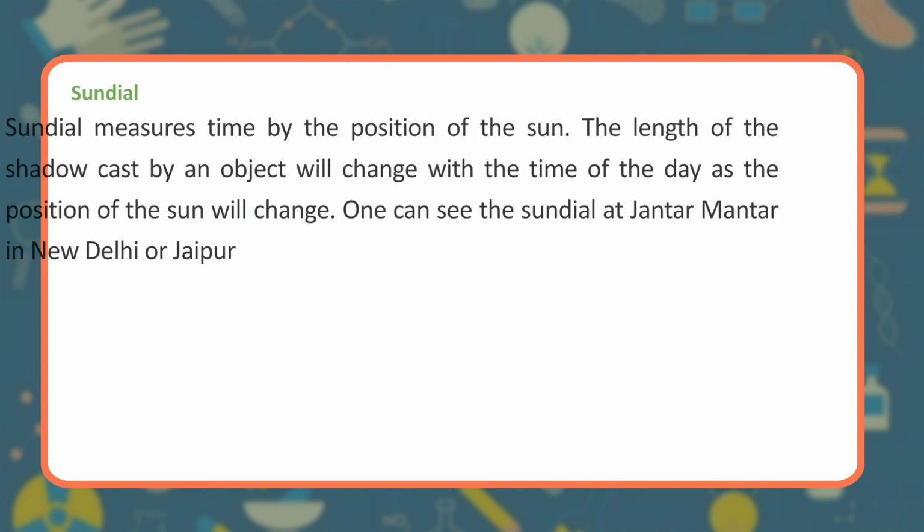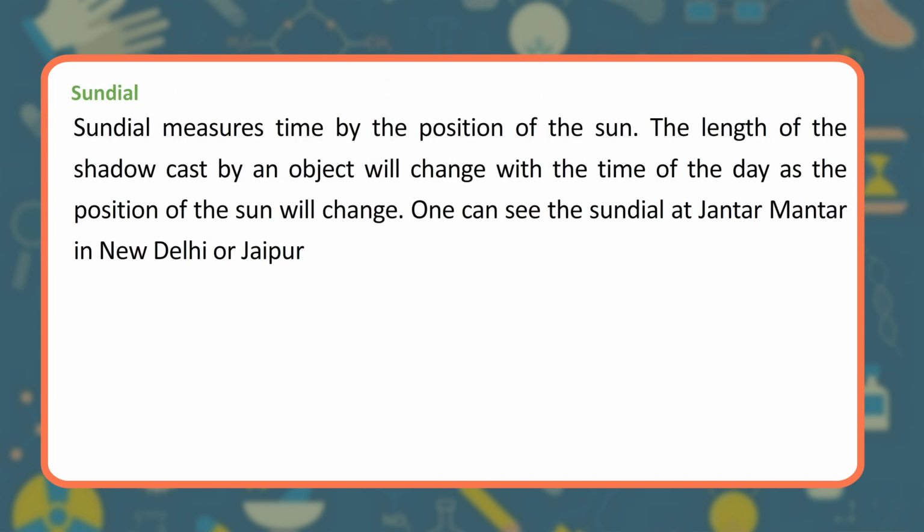Sundial. A sundial measures time by the position of the sun. The length of the shadow cast by an object will change with the time of the day as the position of the sun will change. One can see the sundial at Jantar Mantar in New Delhi or Jaipur.